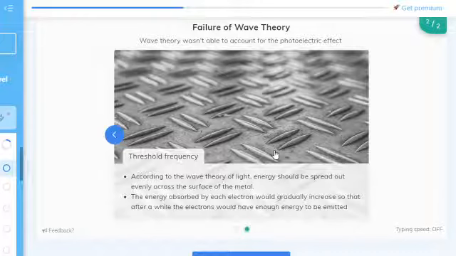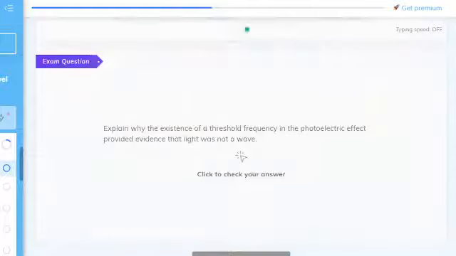Threshold frequency. According to the wave theory of light, energy should be spread out evenly, but it's not spread out evenly. So explain why the existence of threshold frequency in the photoelectric effect proves that light is not a wave. Go.